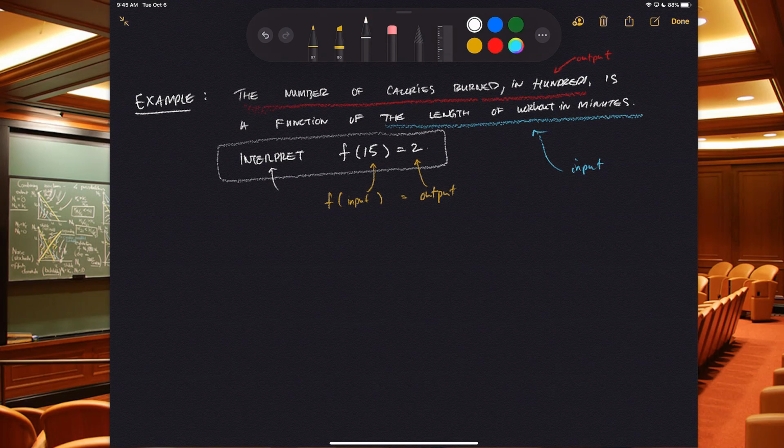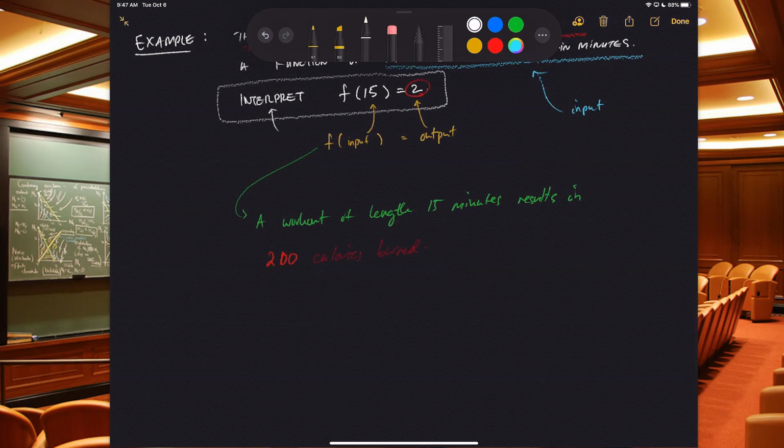So we can start to render this into speech here. This really means that a workout of length, I'm going to write it out kind of jumbly at first, and then we'll write it out better. A workout of length 15 minutes results in, because that's our input, and then our output is what? The number of calories burned in hundreds. So I've gotten 2 here, so that means results in 2 times 100, 200 calories burned.